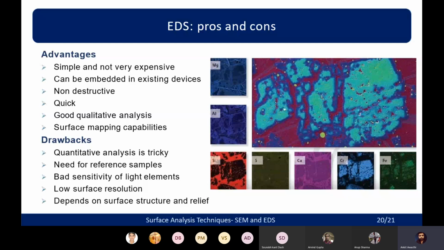Surface resolution is also not that good, so it covers the sample as a whole. It's also very much dependent upon the surface structure and relief. So these are some advantages and limitations of the process.